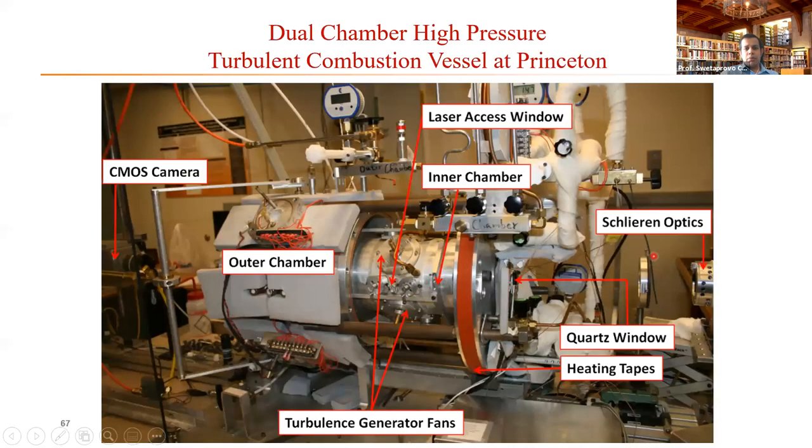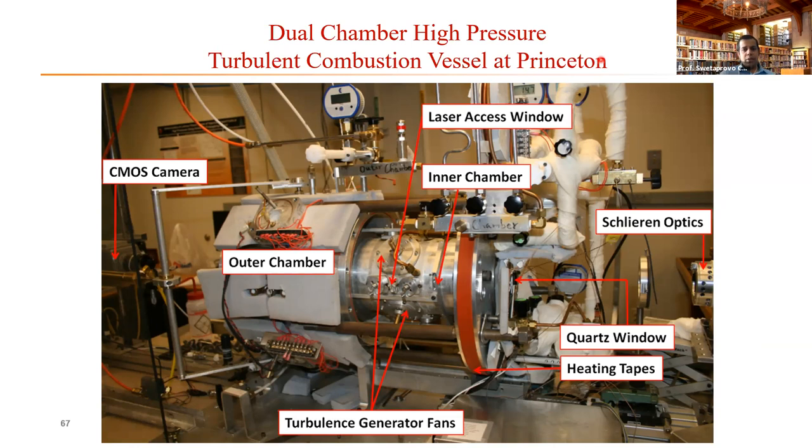Okay. So then I'll go into the spherical flame experiments, which have also been very useful in measuring turbulent flame speed. There has been plenty of work by Bradley's group at Leeds, which measured the turbulent flame speed over several decades. Here we'll present the data that is available from this dual chamber high pressure turbulent combustion vessel at Princeton. So this is a kind of unique flame bomb experiment, because here the entire propagation of the flame occurs at constant pressure.